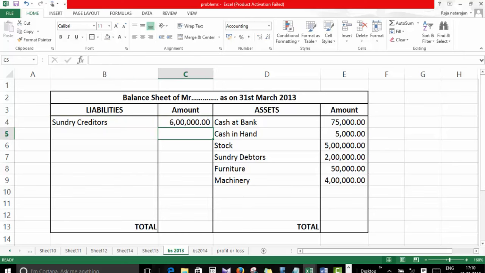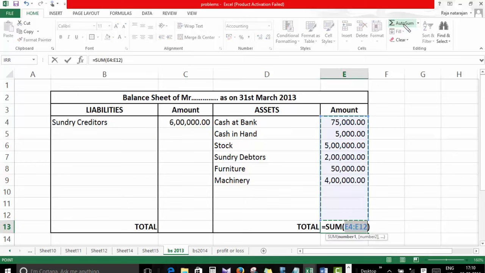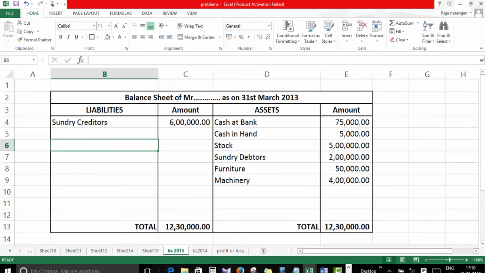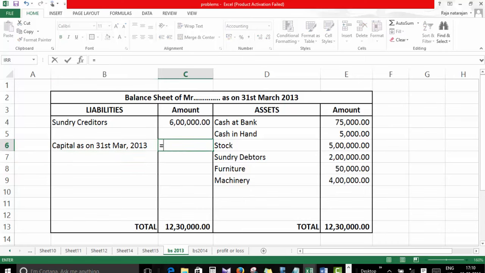Now we have to total the higher side, and we note that on the asset side there are a lot of items, so we'll total that, and the total works out to 12 lakh 30,000. It means on the liability side also we should get the total as 12 lakh 30,000. So the difference between this total and sundry creditors can be called capital, as on 31st March 2013. It is 12 lakh 30,000 minus 6 lakh. So this is the position as on 31st March 2013.